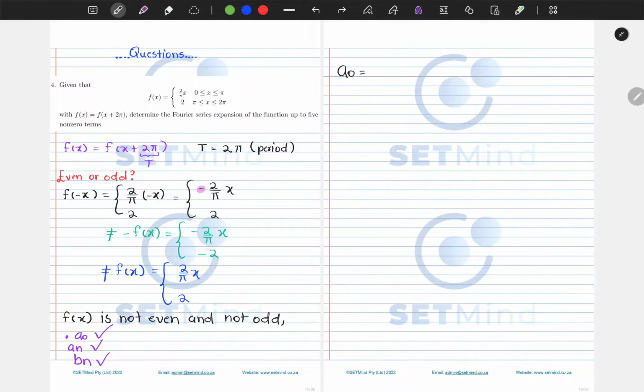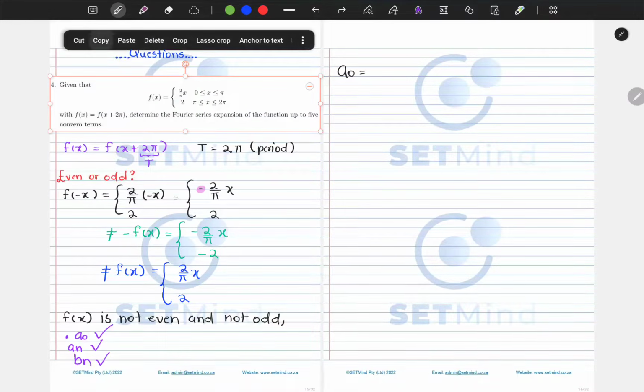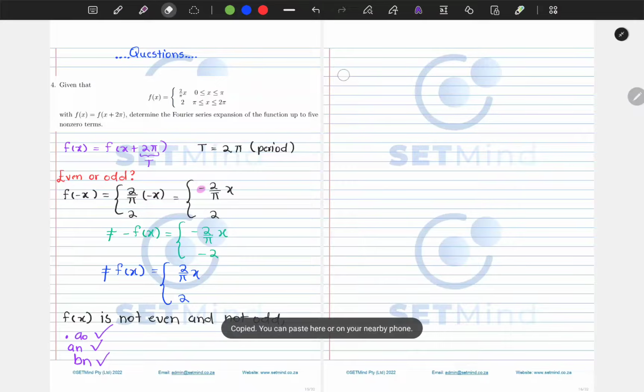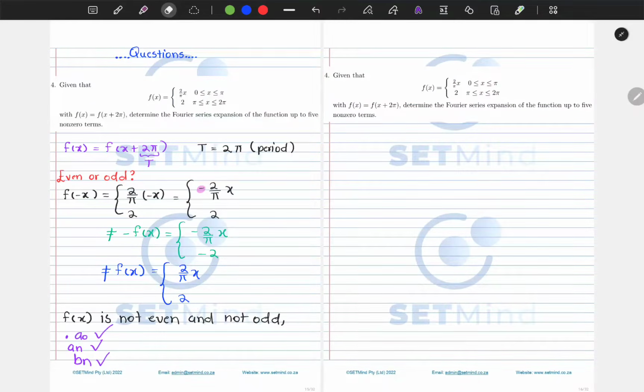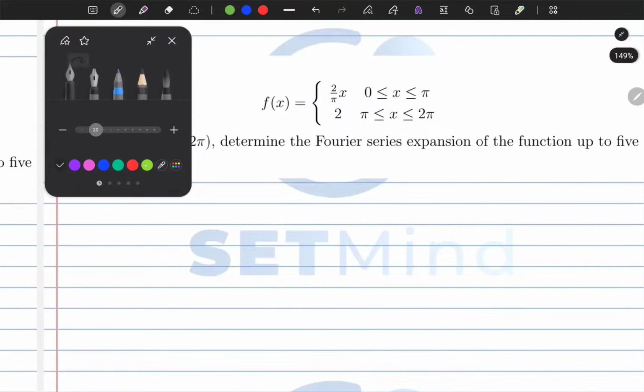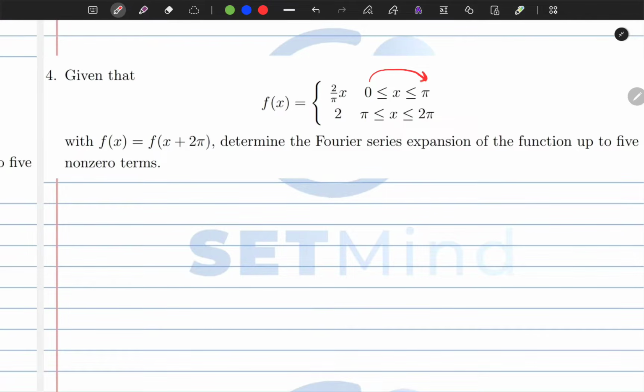is to compute this, but there's a couple of things that we need to note here, which is that if you look at how we are given the problem, we are given the problem in two parts. This makes it a half range. So if you look carefully from 0 up until pi, when we have a period of 2 pi, this is a half range.